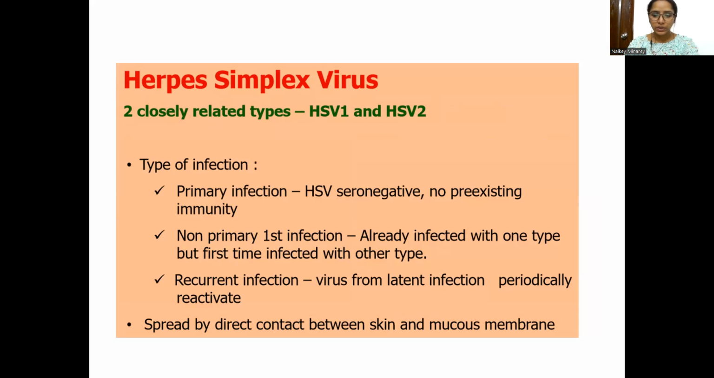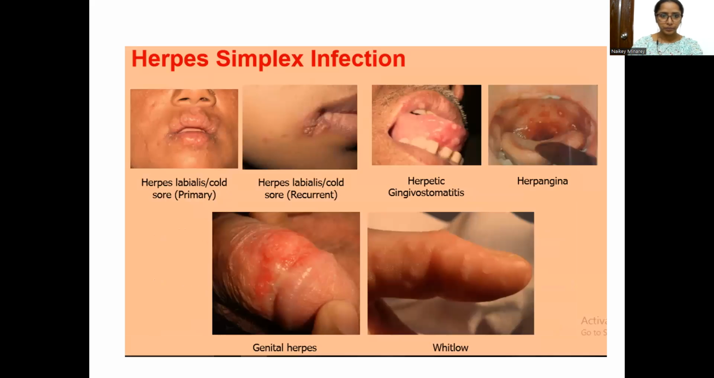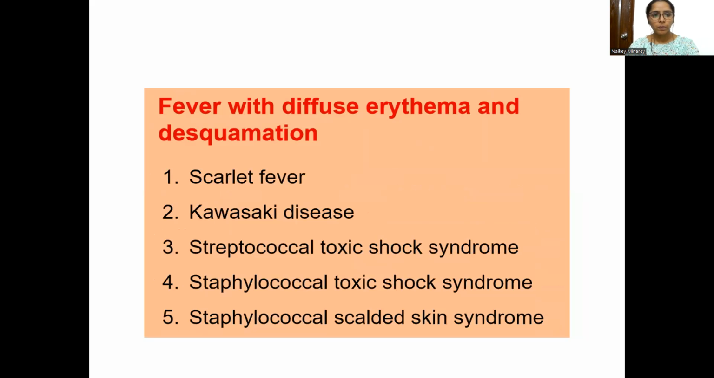Now coming to HSV, it can be caused by HSV1 or 2. Types of infection: primary infection, HSV seronegative with no pre-existing immunity; non-primary first infection, already infected with one type but the first time infected with the other type; recurrent infection, where the virus from latent infection periodically reactivates. It spreads by direct contact between skin and mucosa. These are the lesions of herpes simplex infection. It is usually unilateral.